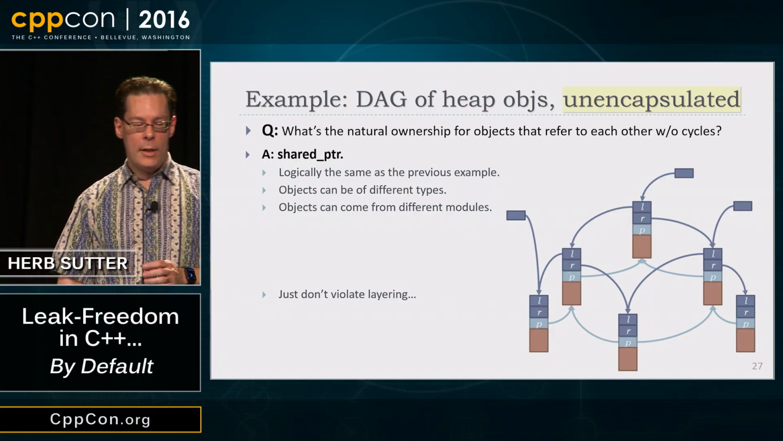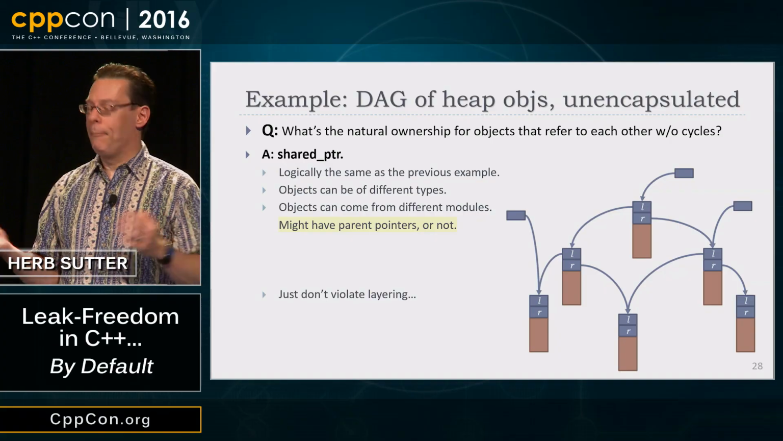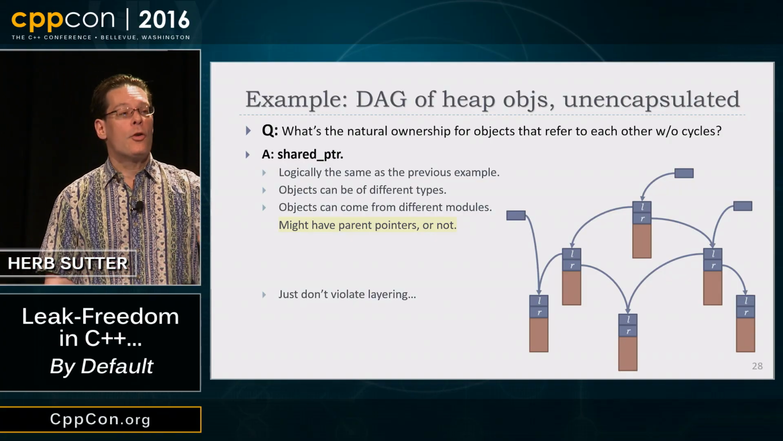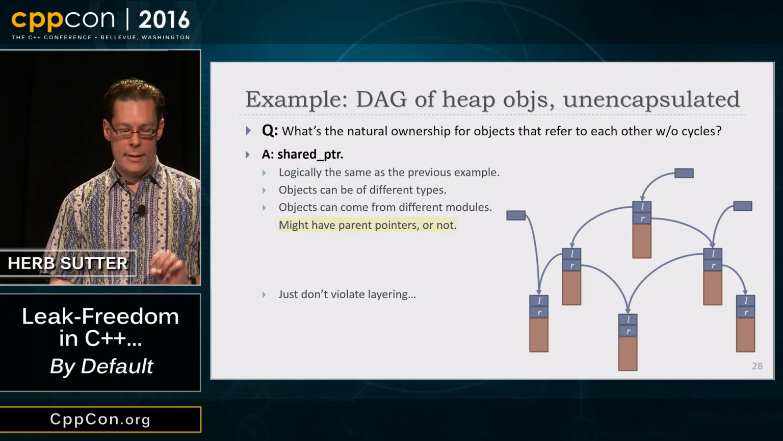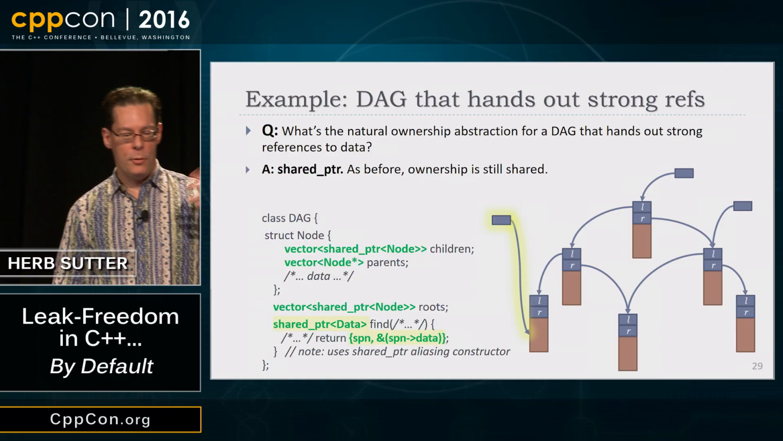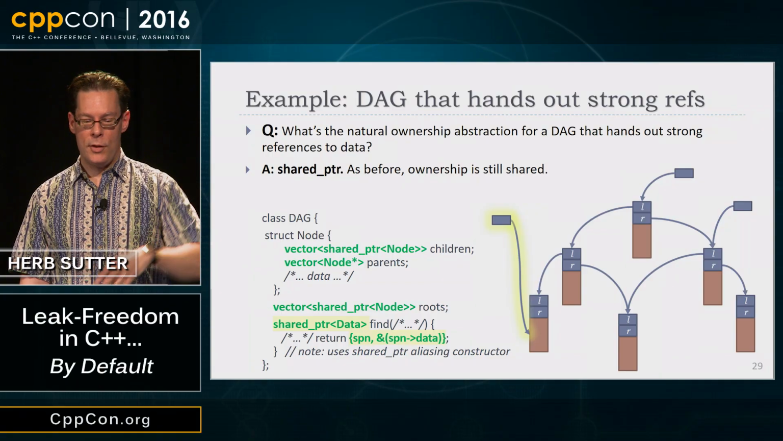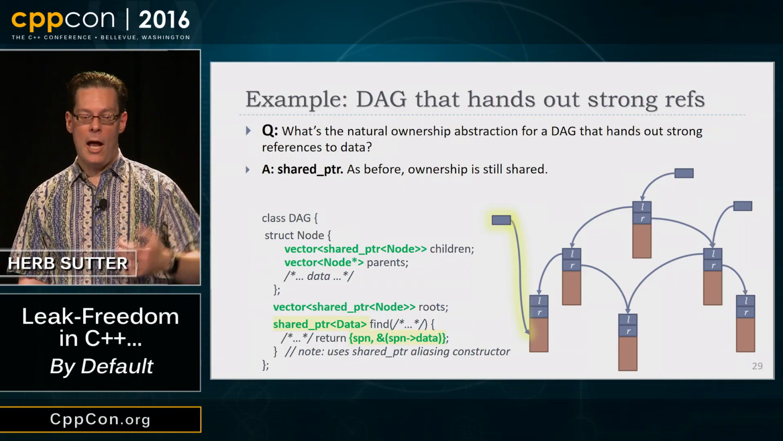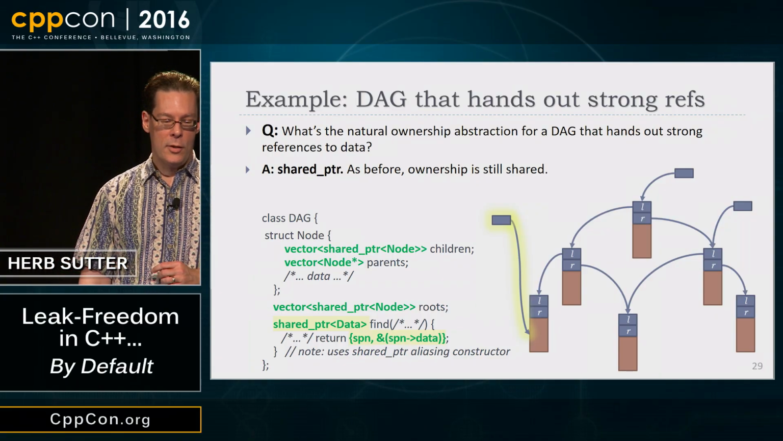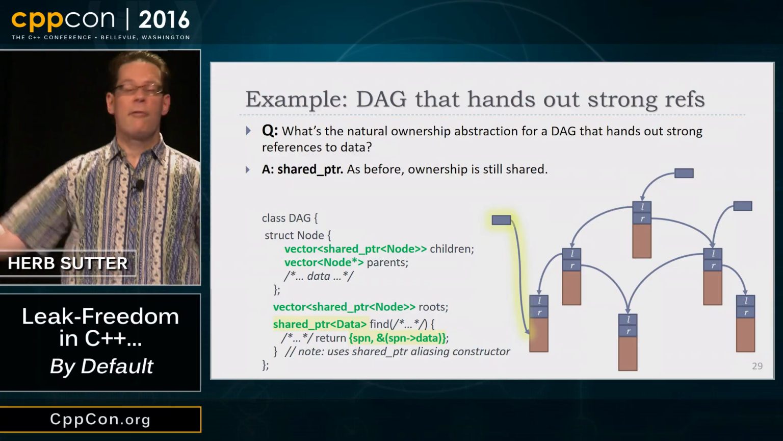And again, you could have the raw pointers to the parent as well, or you might not. Just don't violate layering. We'll get to that in a moment. And if you hand out strong references, you do it the same way we had before. We already had the shared pointer to the roots, and so this is essentially the same example, except now I'm allowing multiple roots. So it's a vector of shared pointer for the roots too. Shared pointers everywhere.